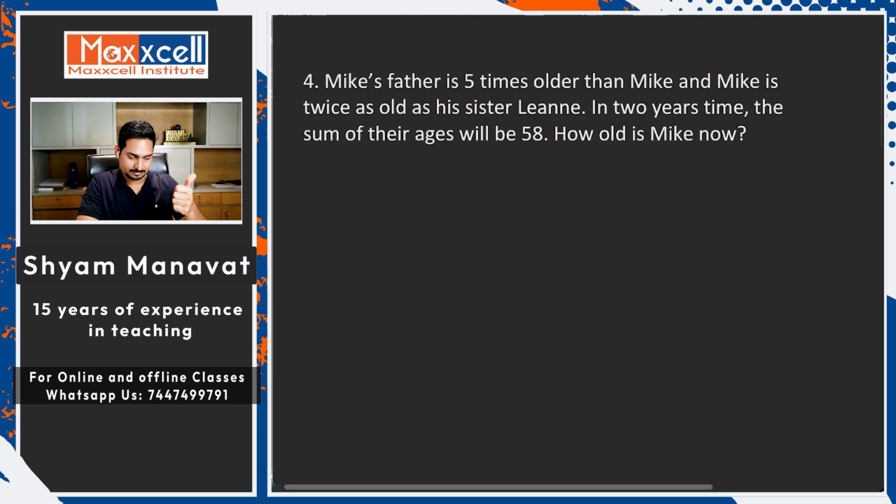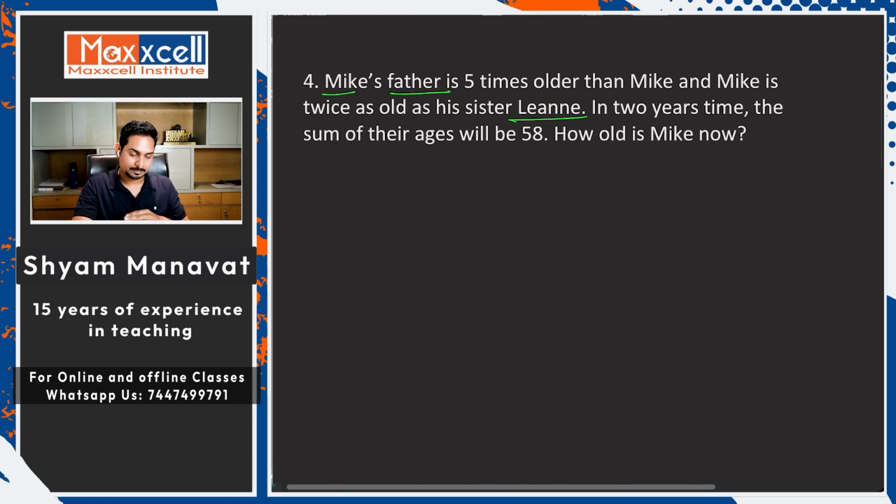Okay. If you have tried, let's see whether it's all correct or not. Let's do it together. It says Mike's father is 5 times older than Mike. ठीक है. So in the question there is a mention of a father, a person named Mike, and Mike is twice as old as his sister. So Mike's sister, Leanne. Okay. So there are three people involved.